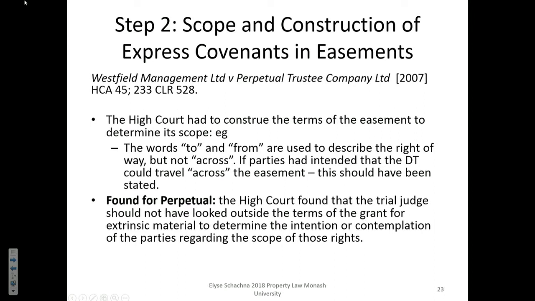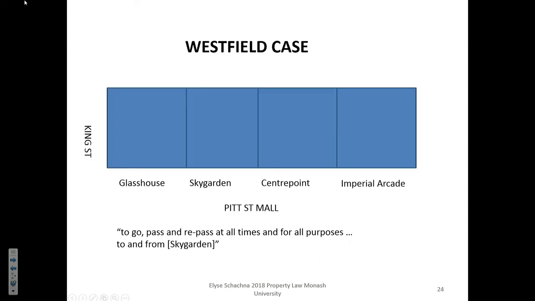So the case in question here is Westfield Management and Perpetual Trustee Company. It's a 2007 High Court case, okay? And it deals with a registered easement. So an easement here was registered and put on title. And the High Court in this case had to construe the terms of the easement to determine its scope, to understand, well, what did it mean essentially? And because it was a registered easement, we actually had the instrument on title, and we could actually see what it was. And the words in relation to this registered easement said, to and from a certain building. You could pass to and from a certain building. So here are the buildings in question, the land in question. We have Glass House, Sky Garden, Centre Point, and Imperial Arcade.